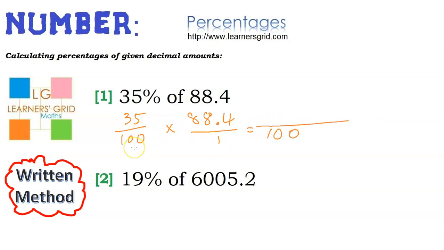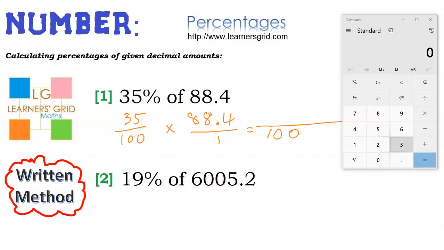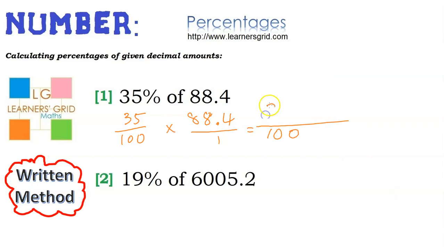And now I need to calculate 35 times 88.4, and that is where the trusty calculator comes in handy. So it's 35 times 88.4. We multiply it, so it's 3094. And now we're nearly finished. We just have to divide 3094 divided by, that's what the fraction bar means, 100.